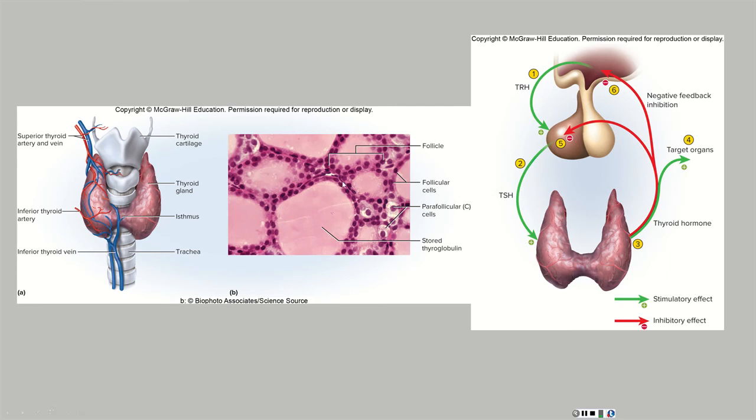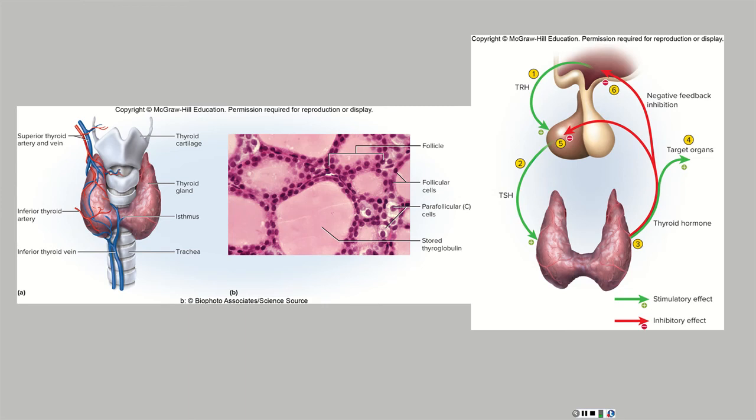The parafollicular cells, we're going to talk about in just a little bit, and the follicular cells, which form the border, create that colloid or the stroma, and they create that T3 and T4 thyroid hormone, which is what we're going to talk about now. So first let's talk about T3. T3 is also called triiodothyronine. Triiodothyronine, you don't need to know that.